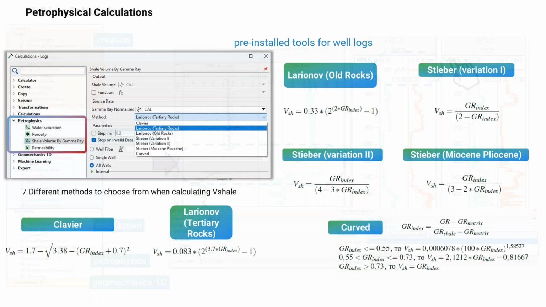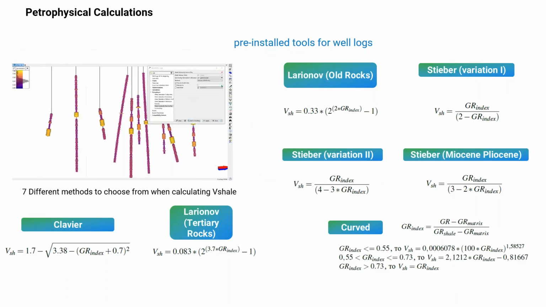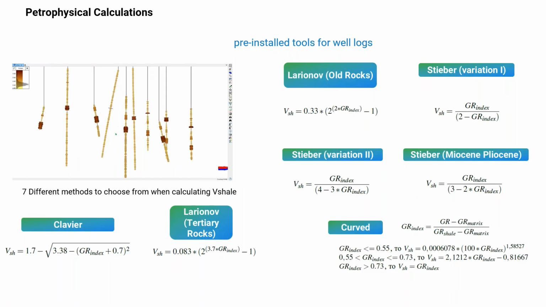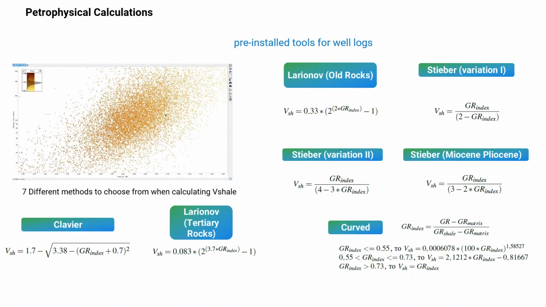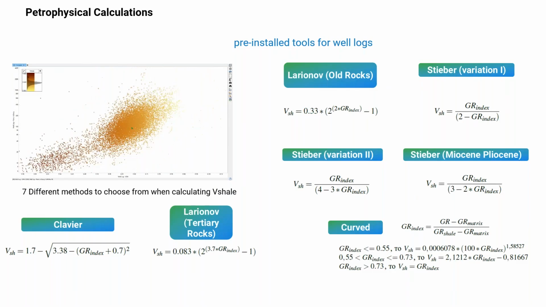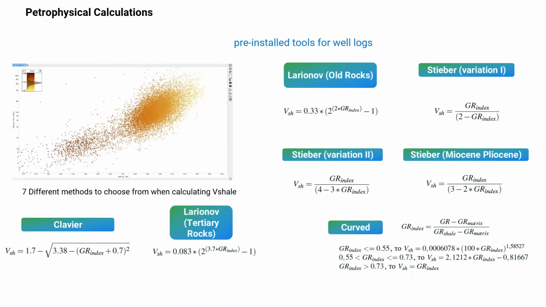So looking at some of these petrophysical calculations in a bit more detail, here's an example of looking at our shale volume by gamma ray. So I'll just go through these briefly. These are embedded log calculations. We can take our gamma ray index, which we can calculate and normalize within tNav. And then we can select a range of these different methods, and they're going to be useful depending on what the geology is, what the age is, and what the mineralogy is of the V shale you're trying to calculate. So you can see we can also display this in 3D.